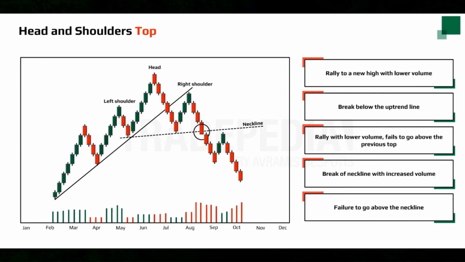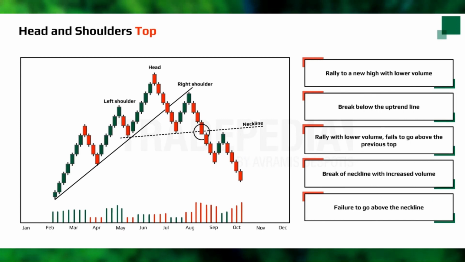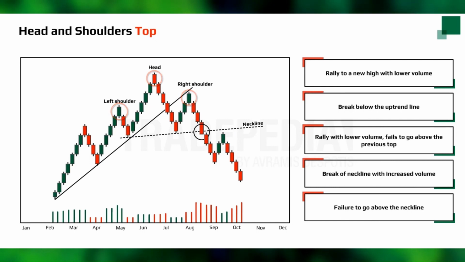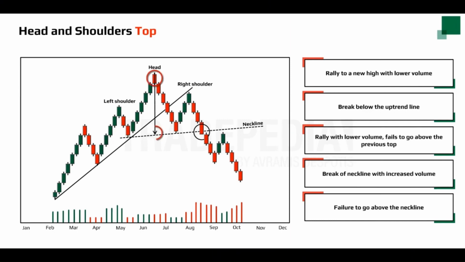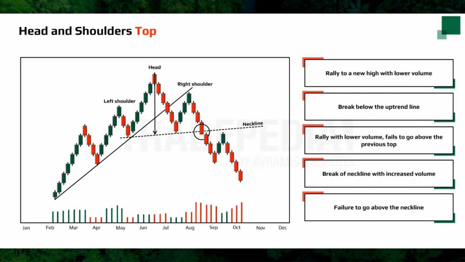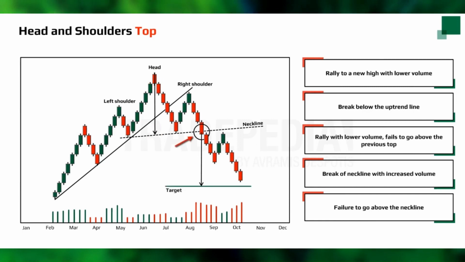Apart from signaling the end of an uptrend, a head and shoulders top pattern can be used to identify potential targets. To find the initial target of the reversal, we measure the distance between the head and the neckline and project the distance from the break of the neckline. It is important to note that this is only a minimum target, and usually markets move beyond this point.